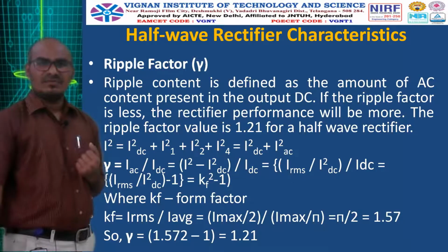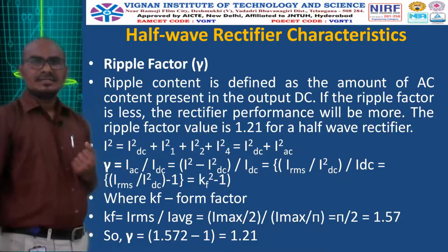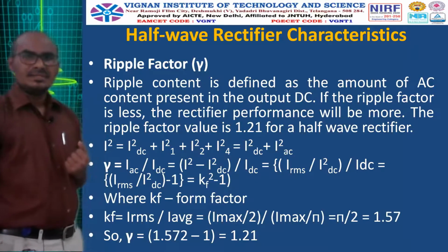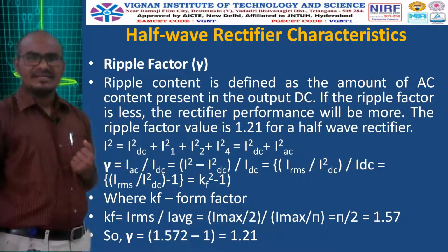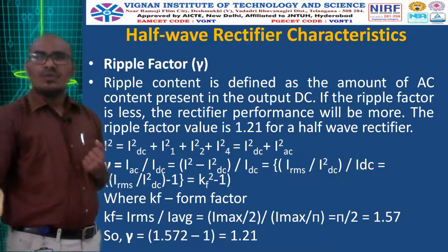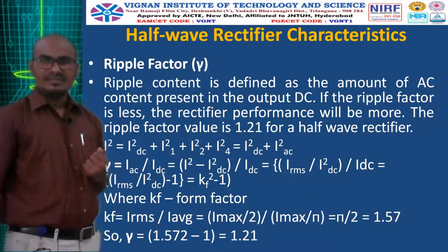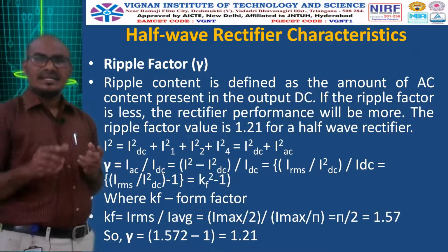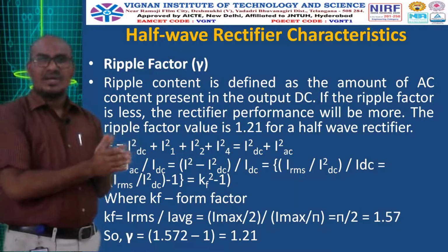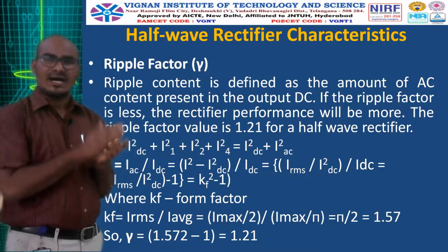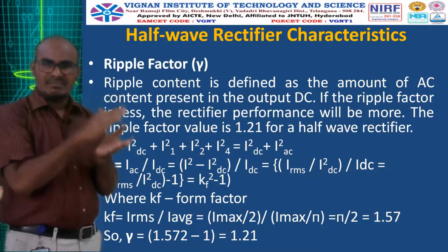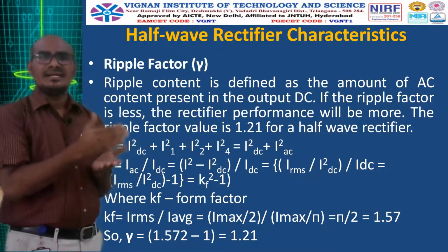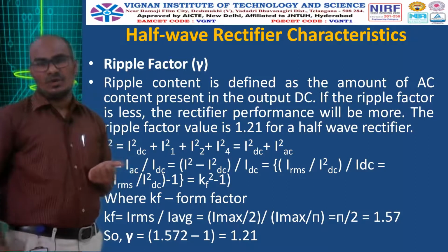And the ripple factor is one of the very important parameters. It is defined as the amount of AC content present in the output DC. What the ripple factor signifies is that the rectified output is not purely DC. We already saw in the waveform that it also consists of some pulses, so it consists of some AC. So it measures the AC content of the rectified output.